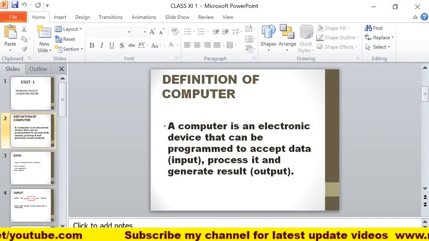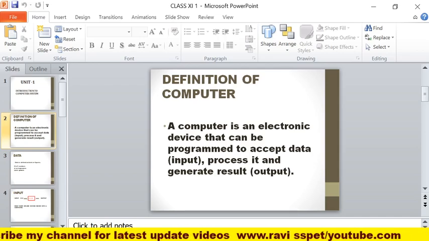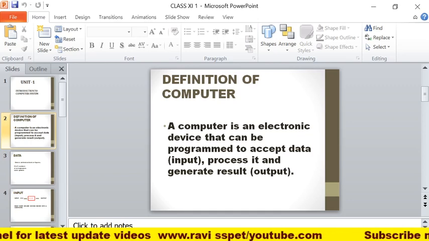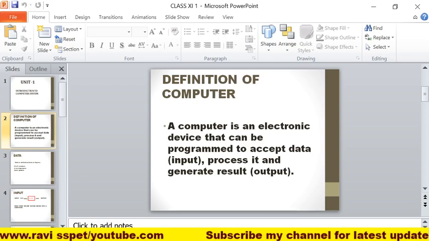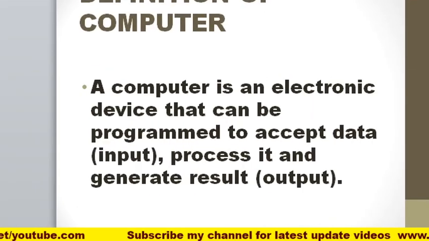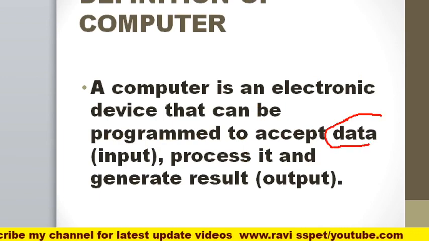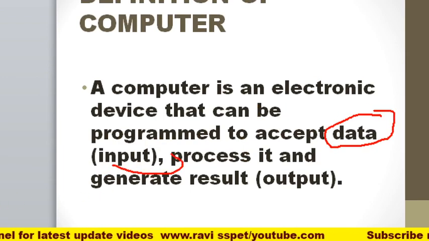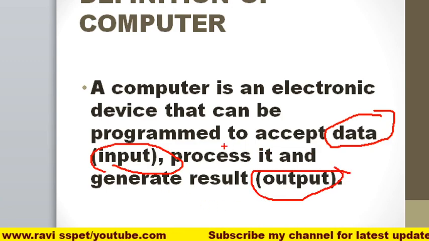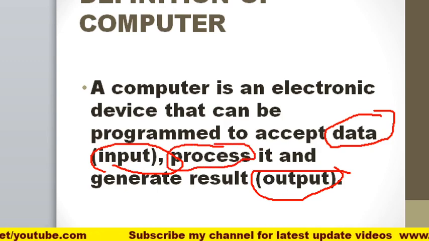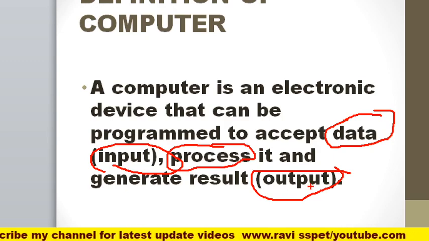A computer is an electronic device that can be programmed to accept data, input, process it, and generate a result, output. So this is the definition of computer. But in this definition, let us see what is meant by data, what is meant by input, what is meant by output, and what is meant by process. If we know these terms clearly, then only we can understand the definition clearly.